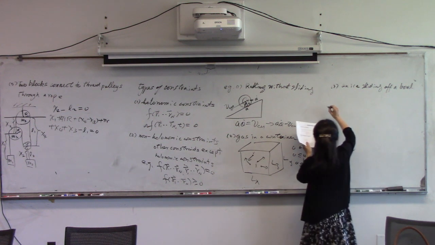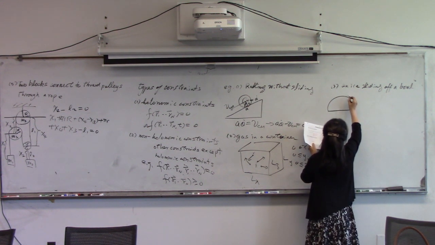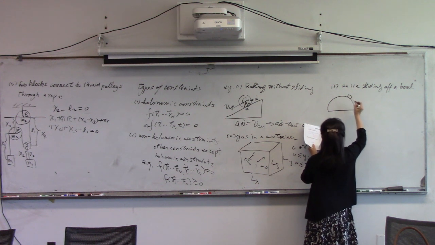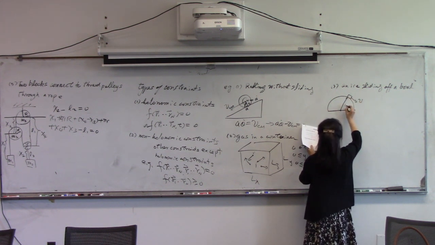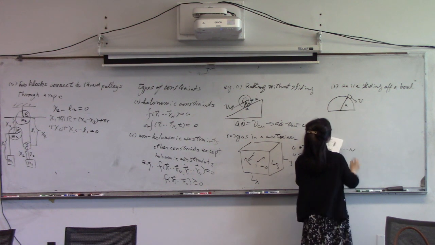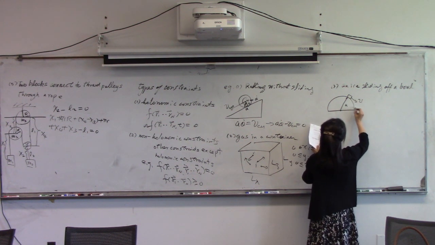So we have a ball, and here suppose we have an S, located here. This ball is spherical, so suppose the radius is A. Then any position here, if it is at R, that is R.